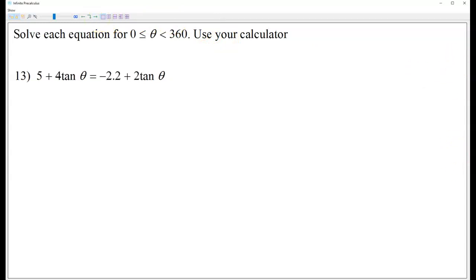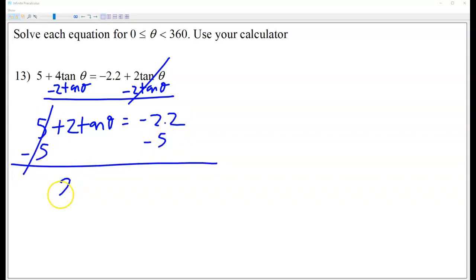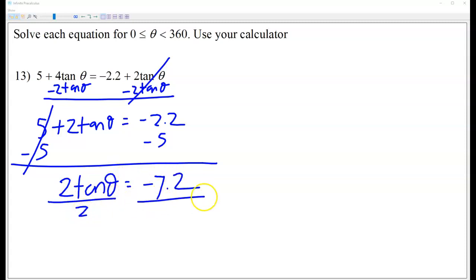Let's go ahead and take a look at another one here just to kind of bring it home. We're going to start by moving the tangent together. So I'm going to subtract 2 tangent on both sides here, thereby getting rid of it on the right side and making 2 tangent on the left side. Next, we're going to do our adding or subtracting. We're going to do our division.